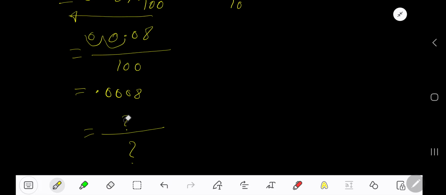Now we need to convert this decimal number to a fraction. For the numerator, we just skip the decimal and write the number you are getting. And for the denominator, for every digit after the decimal, you have to consider 10. 10, 10, 10, 10. 1, 2, 3, 4. So write 8 over 10000.